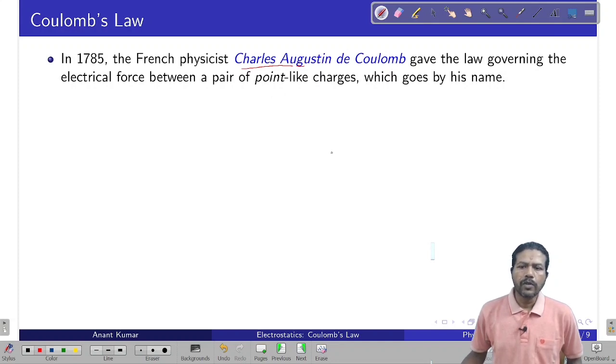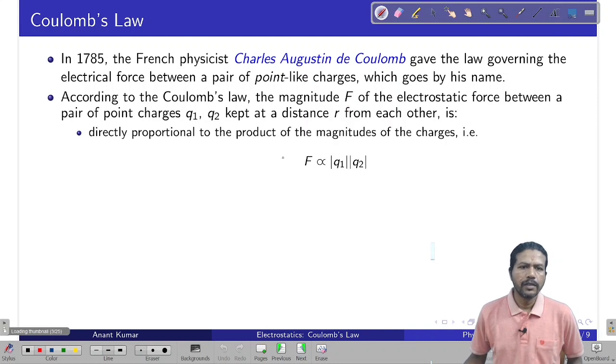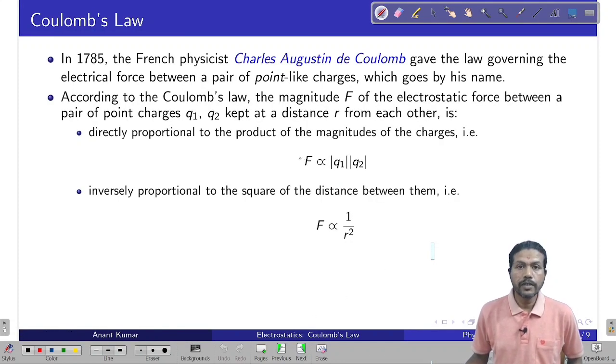Now, what Coulomb was able to find out is that the magnitude F of the electrostatic force between a pair of point charges, which we're going to call Q1 and Q2, kept at distance r from each other, is found to be directly proportional to the product of the magnitudes of the charges, that is, F is proportional to mod Q1 into mod Q2, and it was found to be inversely proportional to the square of the distance between them, that is, F is inversely proportional to r square, or F is directly proportional to 1 by r square.